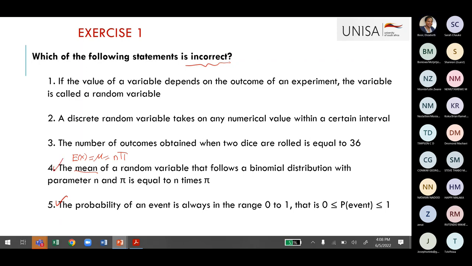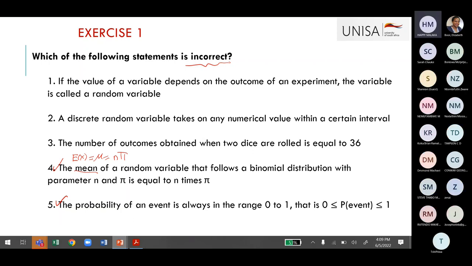Number 3, the number of outcomes obtained when 2 dice are rolled is equal to 36. How many outcomes when we have 2 dice? How many outcomes will there be? I'm not sure if I'm right, but I think it's true because 6 times 6. I'm just guessing.